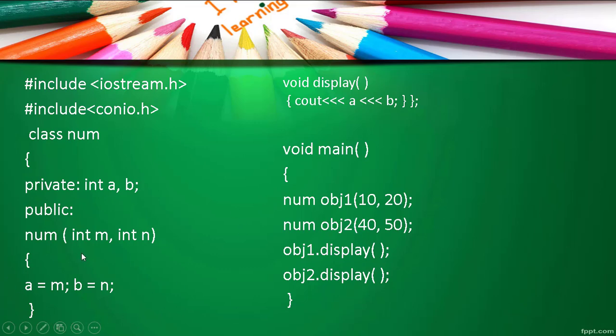So 10 and 20 will be copied to m and n and it will be assigned to A and B. Again same way, when object 2 is created, 40 and 50 will be copied to m and n, that is 40 for m and 50 for n, and those values, that is 40 will be assigned to A and 50 will be assigned to B. So different set of values are being assigned to different objects and that will be displayed as A and B. Okay, for object 1 it will be 10 and 20, for object 2 it will be 40, 50.